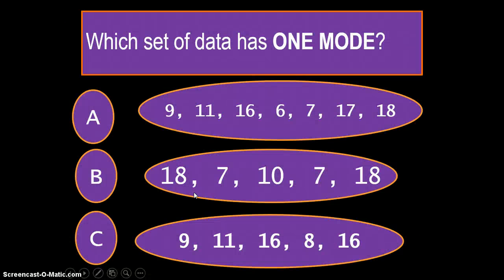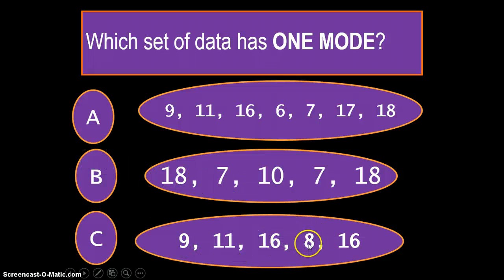All right. Now, which set of data has one mode? So one piece of data that appears twice, or maybe it appears 3 times. So let's take a look. 9, 11, 16, 6, 7, 17, 18. I don't see any repeats in there. 18, 7, 10, 7, 18. This has one mode, just 7. So I'm thinking it's B right now, but we'll make sure.